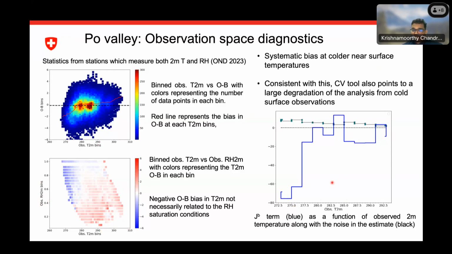So we wanted to see the same result. What we see from the cross-validation is the JB term is becoming more and more negative. So that means there is a stronger degradation when we assimilate observations which are over colder temperature, when we assimilate very cold surface temperature observations.